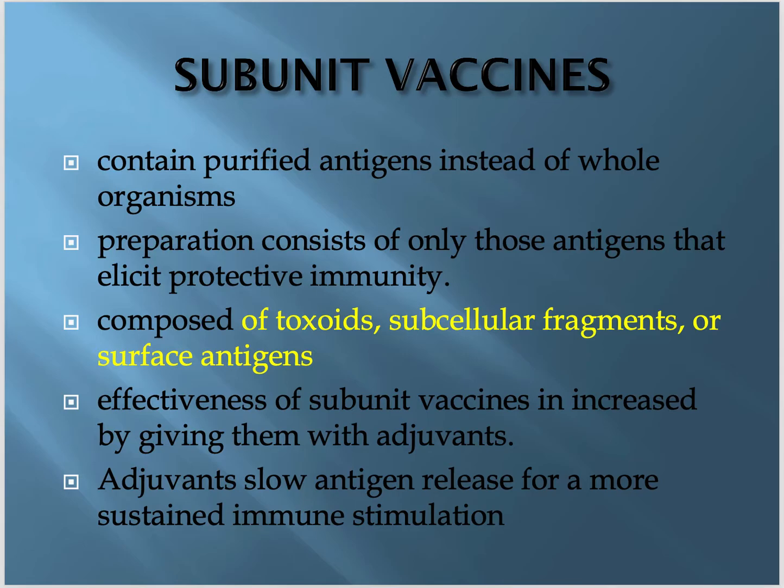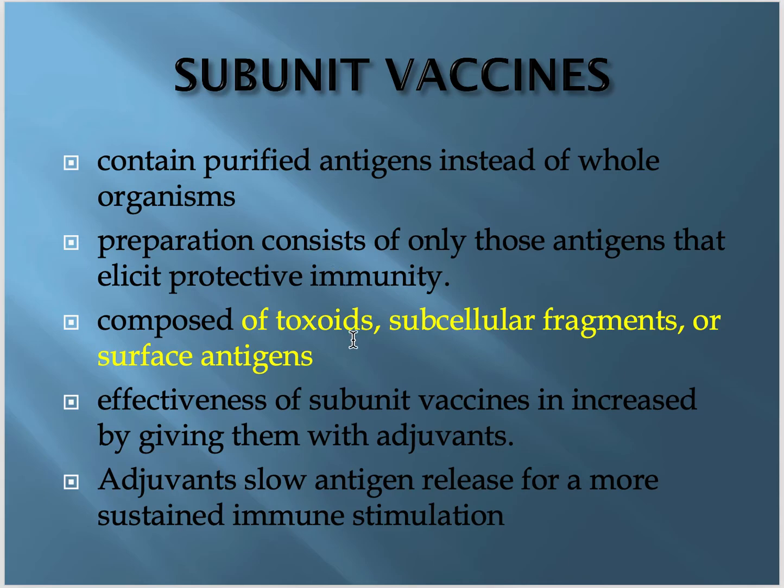Okay, so now subunit vaccines. Subunit vaccines contain purified antigens instead of whole microorganisms, and these preparations consist only of those antigens that elicit protective immunity, okay. Because a microorganism has many antigens. Some of those antigens are involved in causing the disease, some are involved in inducing immunity, okay. So the antigens that we choose for subunit vaccines will be only those antigens that elicit or induce protective immunity, okay.